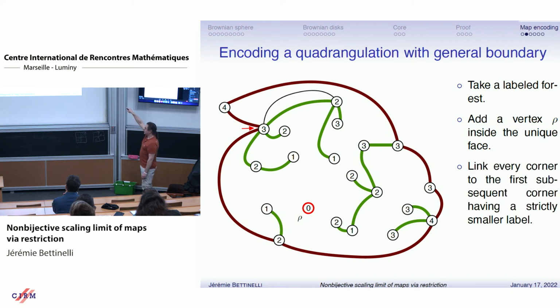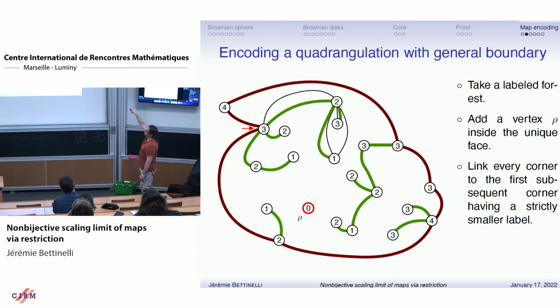You link the corner you are visiting to the next one with a smaller label. So here you start at corner 3. You will look at the next 2 there. Now you are there. You look at the next 1, 3, 2, 1. And you keep going. Now you are there. So you look at the next 2 there. You are at 2. You look at the next one there.